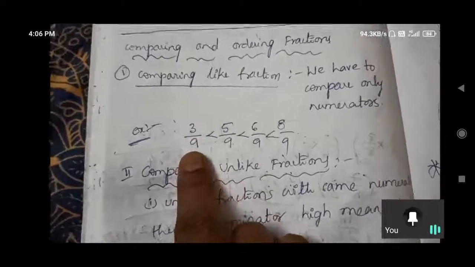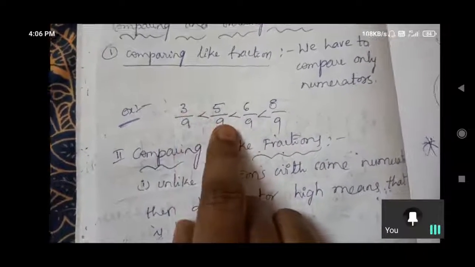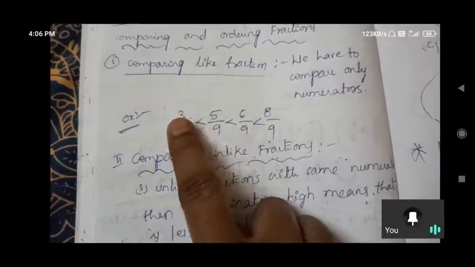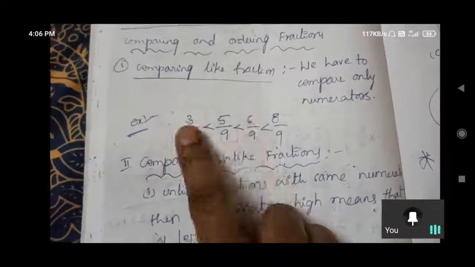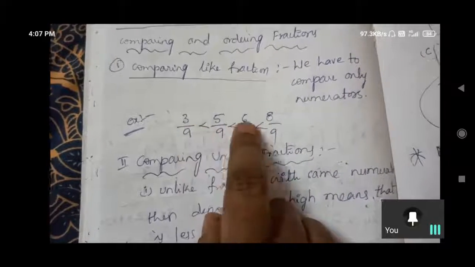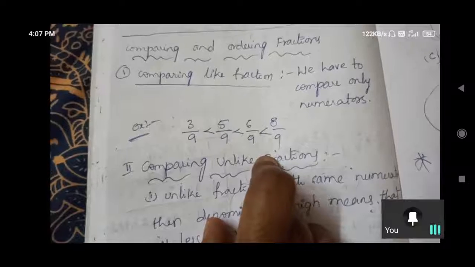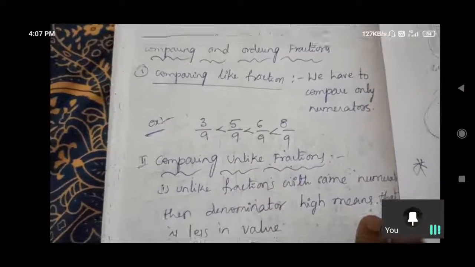Here, 3 by 9 and 5 by 9. Absolutely we can say that 5 by 9 is greater, because all the denominators are the same. So according to the numerator, it is easy to understand, easy to compare and easy to order like this. This is ordering, the less than symbol we are using here. And comparing means which one is big and which one is small, to identify that one is comparing.